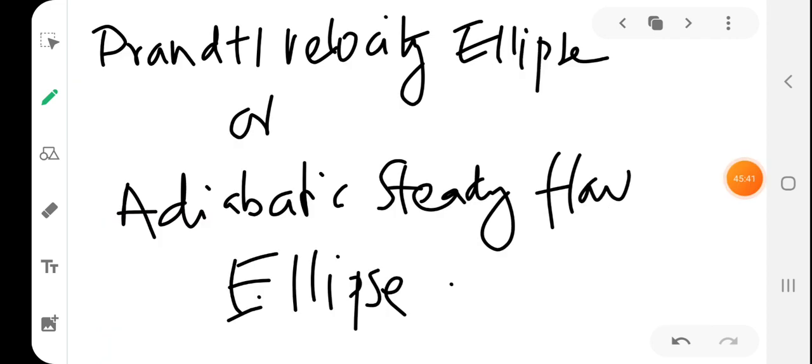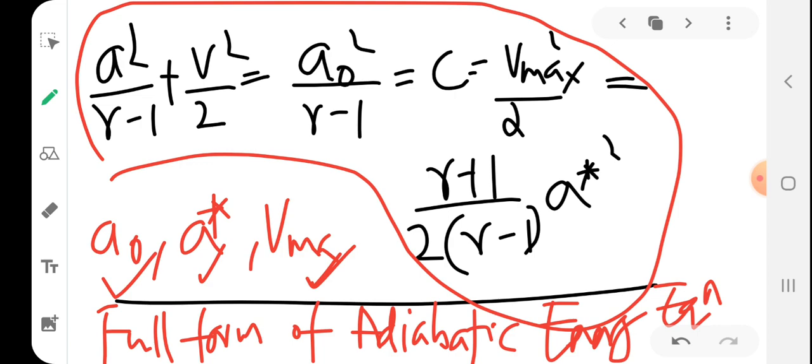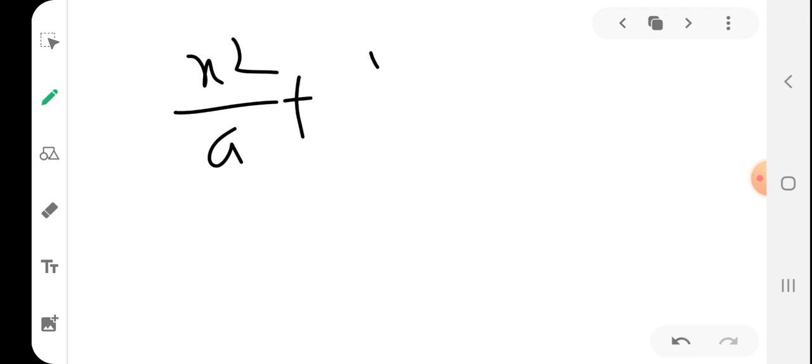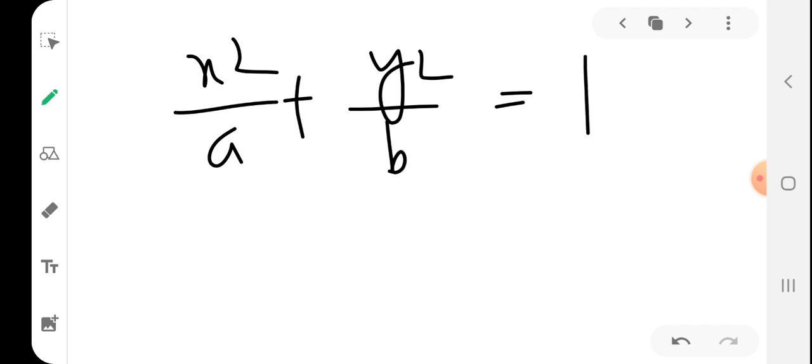Okay, students. Now we are going to learn another concept called the Prandtl velocity ellipse, or adiabatic steady flow ellipse. From the previous relation, this term is nothing but a form of ellipse. Generally x square by a plus y square by b equal to 1 is the equation for an ellipse, where x and y are the variables.